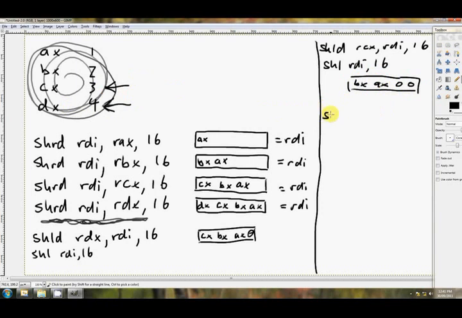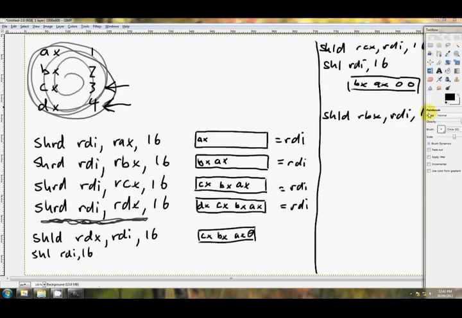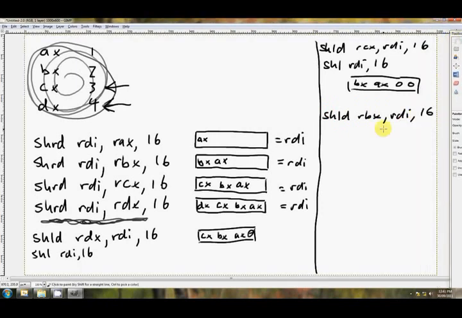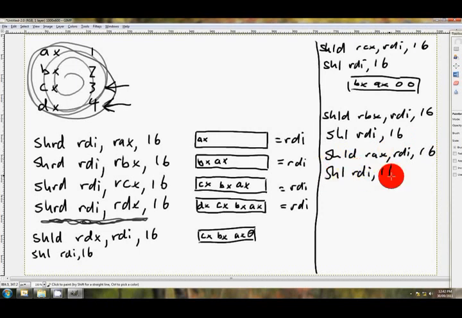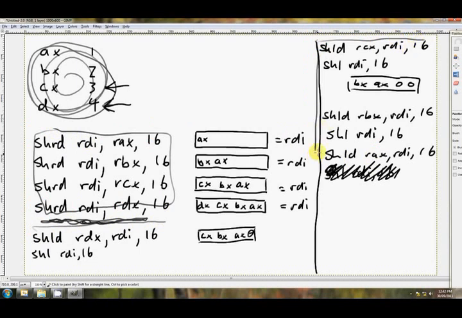Logically, the next two are going to be SHLD, RBX, RDI, and 16, and shift left, RDI, and 16. And finally, we'll restore our AX with SHLD, RAX, RDI, and 16. Shift left, RDI, and 16. So we probably don't need that line, really. And yeah, that packs them all into RDI, and these instructions unpack them all back into their original registers.